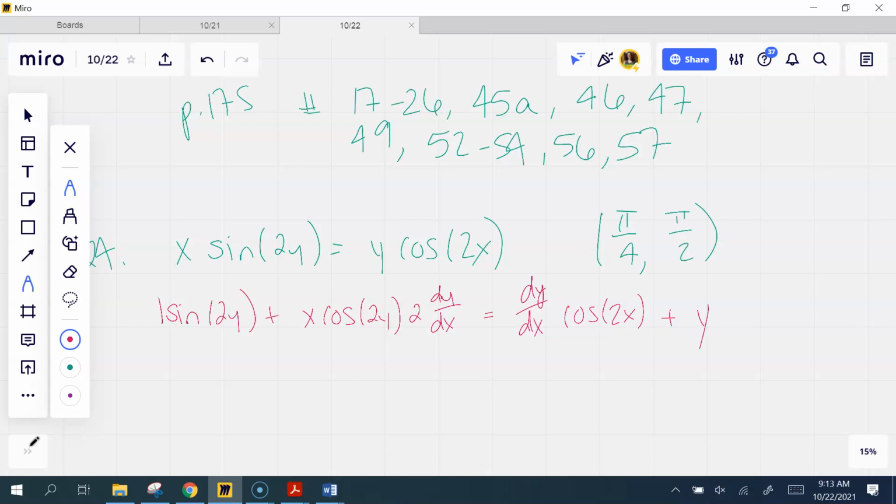Plus the first times the derivative of the second. Chain rule, of course, still applies.